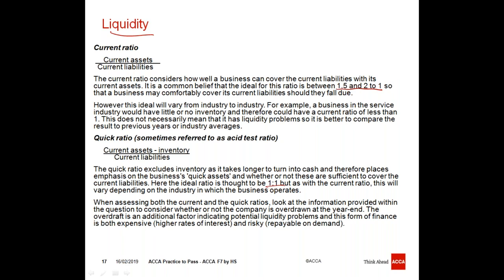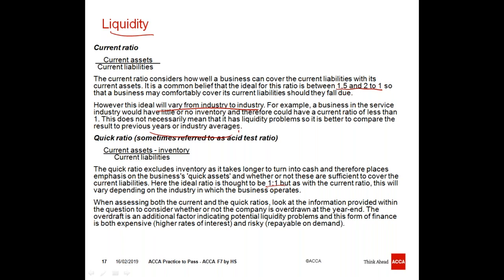However, this ideal will vary from industry to industry. This is again an important point. A business in the service industry would have little or no inventory, and therefore would have a current ratio of less than 1. This does not necessarily mean that it has a liquidity problem, so it is better to compare the previous results or the industry average. So it is not compulsory that the ideal ratios are applicable to all industries.